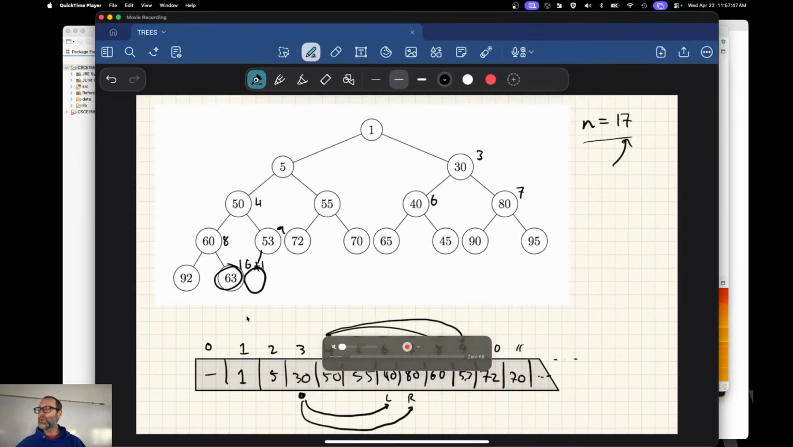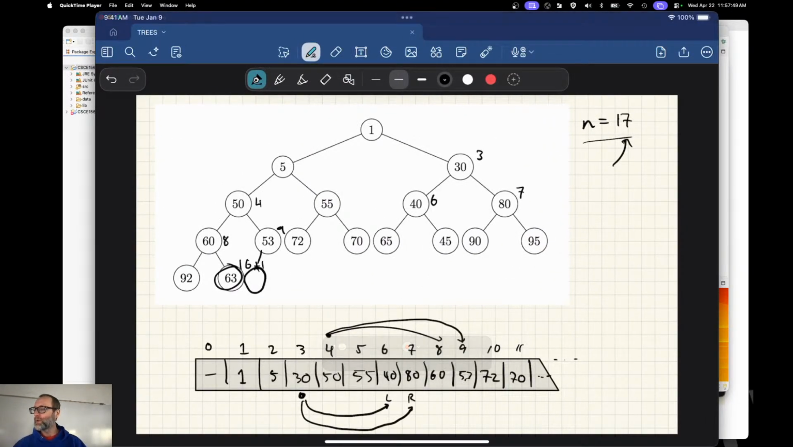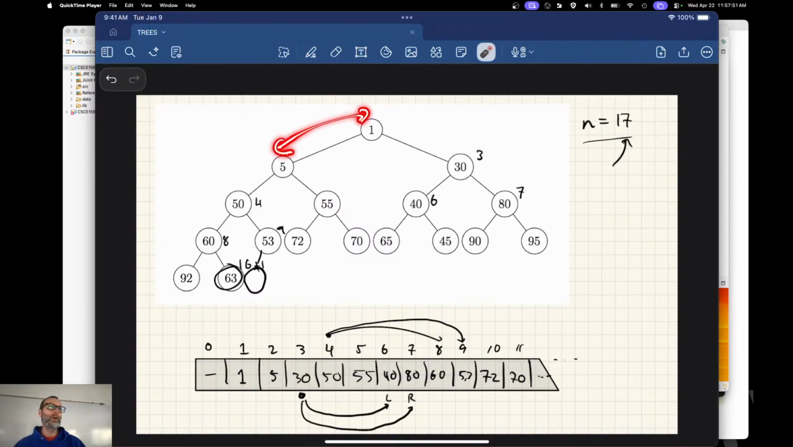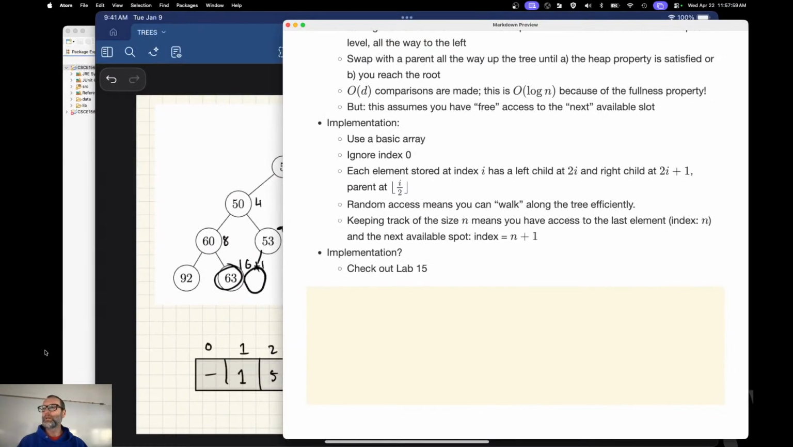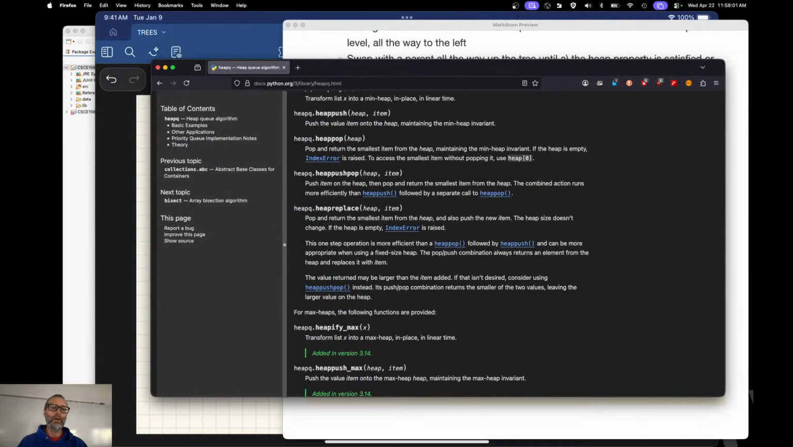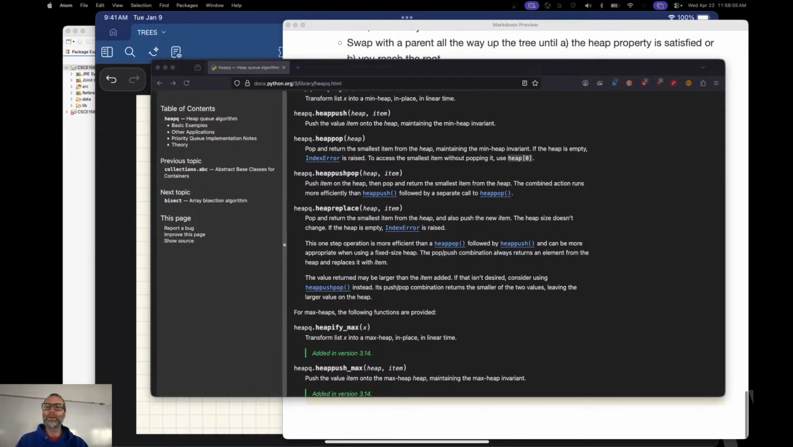Meaning that when you swap two things because they're out of order, that just means that you end up swapping two things based on their index instead, right? So it's kind of boring, right? So check out lab 15 because we did it for you, right? But what I want to talk about is applications.